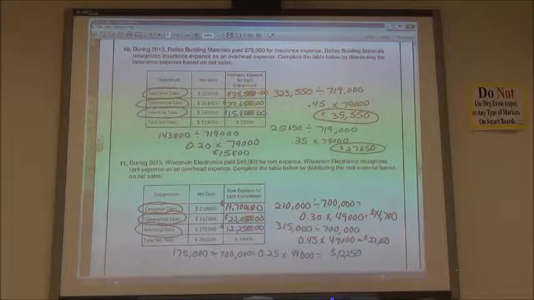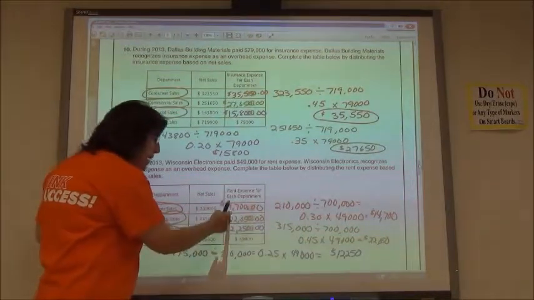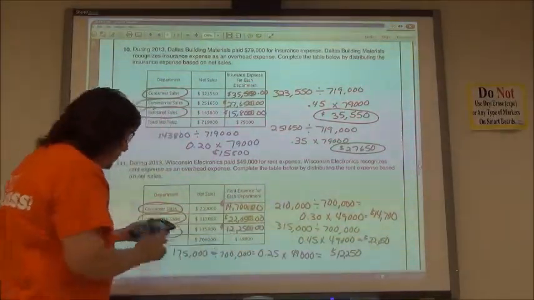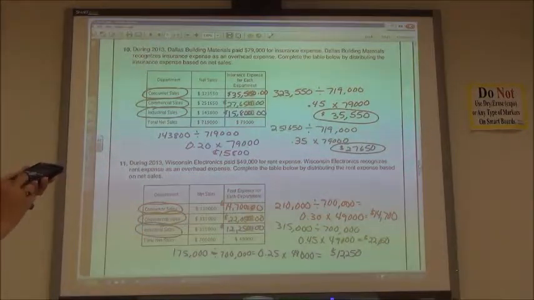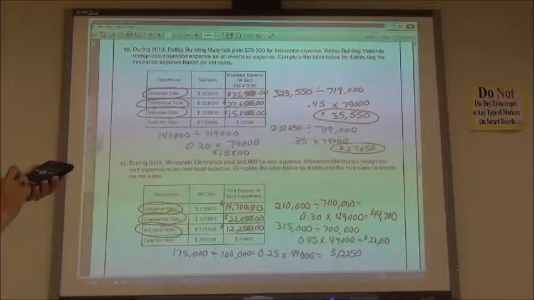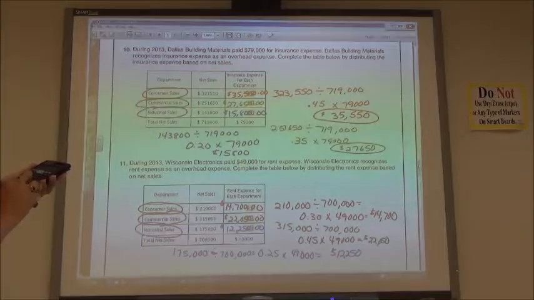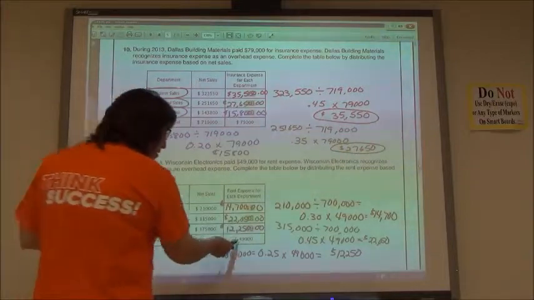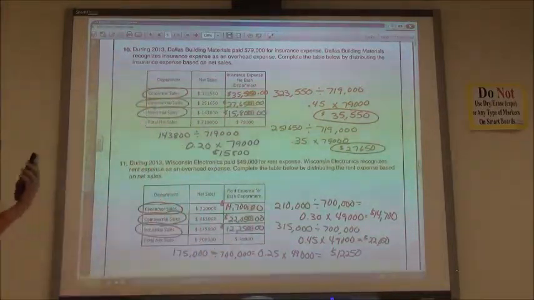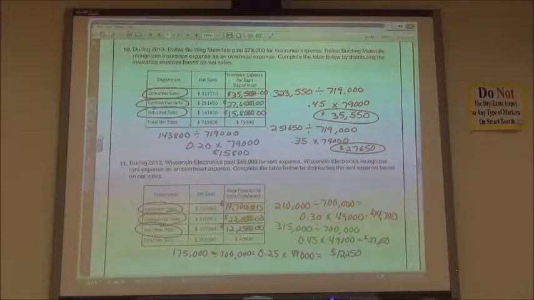And again, just to double check yourself, if you add up those three answers, should add up to the 49,000. So 14,700 plus 22,050 plus 12,250 gives me 49,000, and that matches up, so I hopefully know that, yep, I probably did it correctly.